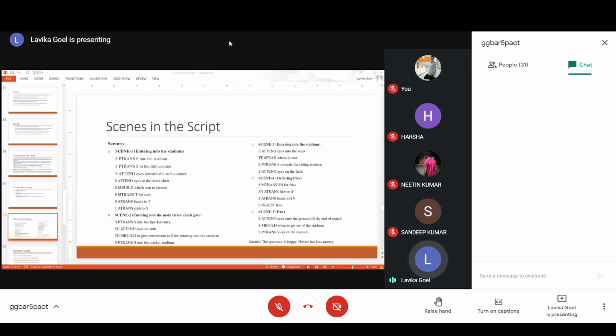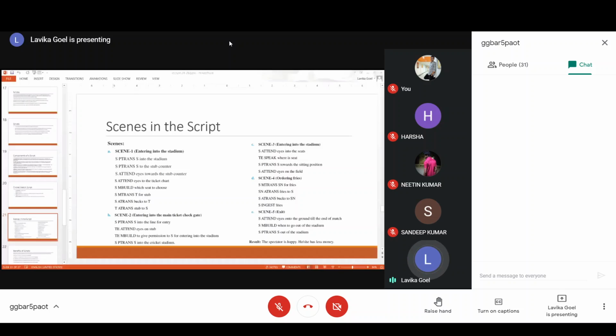So the overall steps which we have represented: he's gone to the stadium, he's gone to the ticket counter, then he's looking towards the ticket counter, then he's looking towards the ticket chart, then he's deciding which seat to choose, then he's asking for tickets from the ticket checker, from the ticket seller, and then he's giving money to him, and the ticket seller is giving the stub or the ticket to spectator. So after the end of this scene, he has got the tickets basically.